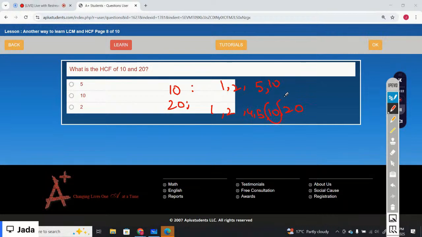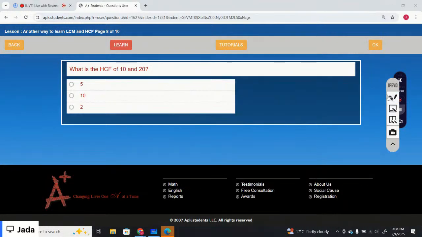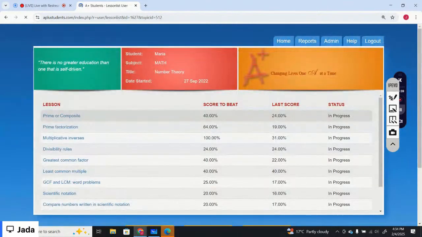The highest common factor is 10. So the correct option is 10. Option number 2 is the correct option. Okay, you can complete the lesson by yourself later today. Let me just move on to the next lesson.